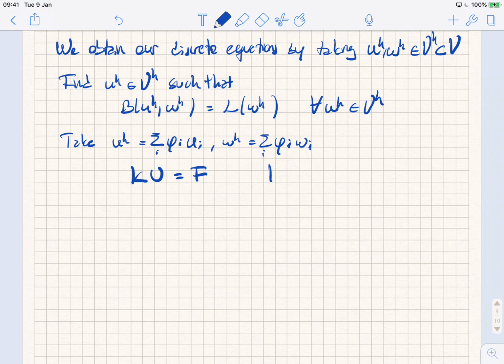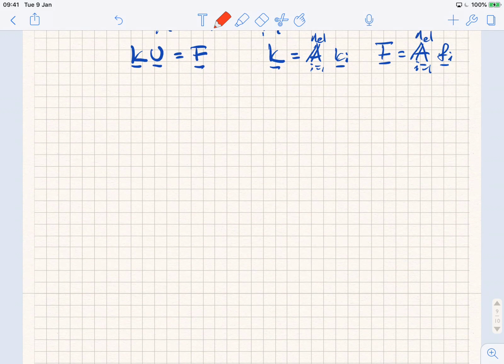If you remember, my K could also be obtained as an assembly operation over all the elements, where NEL is the number of elements, of local contributions. Remember that K is a matrix, U is a vector, and F is a vector. And then our F can also be obtained as the assembly of all those local force vectors. Very straightforward. And now we can solve a problem. But this is not really what we're interested in now. We're interested in heat conduction for higher dimensions.